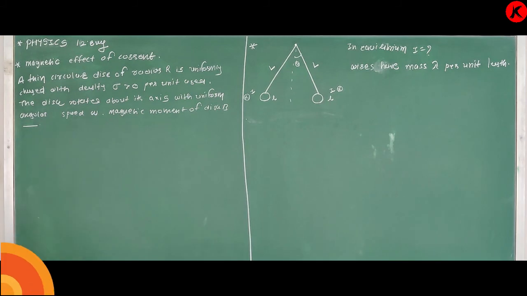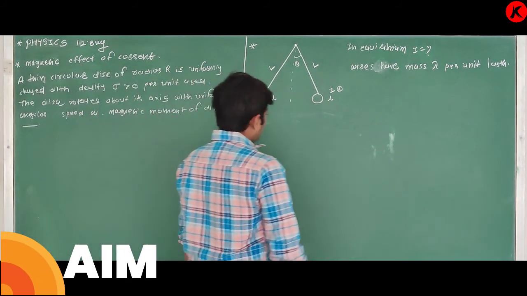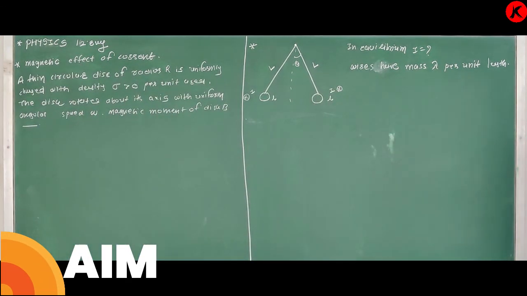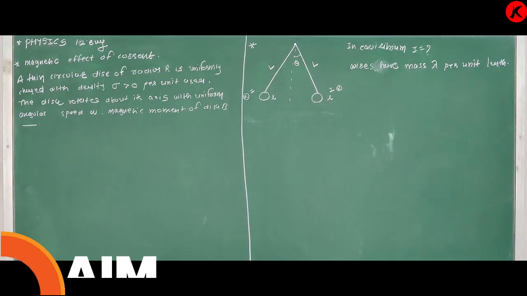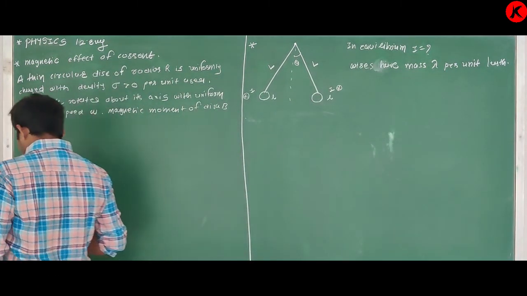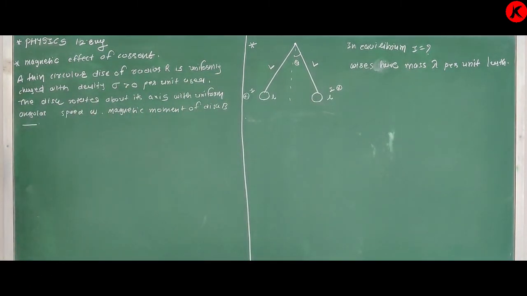Magnetic effect of currents. Okay, we will continue our topic here. See the first question. A thin circular disc of radius capital R is uniformly charged with density sigma per unit area. The disc rotates about its axis with uniform angular speed omega. We have to find the magnetic moment of the disc.